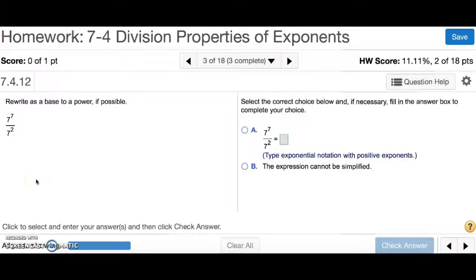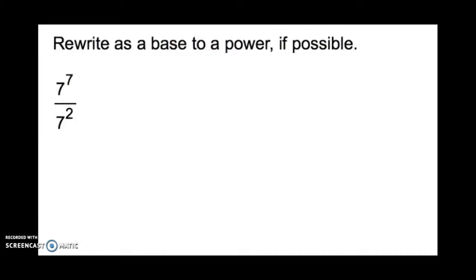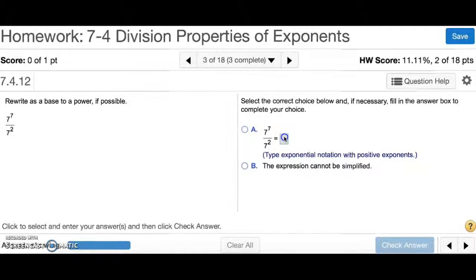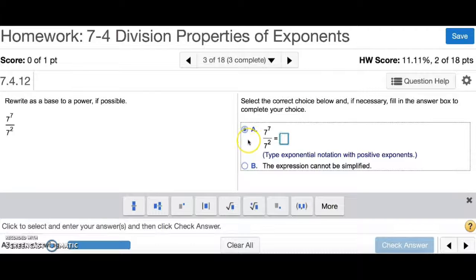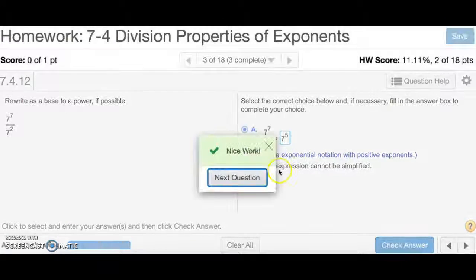Number 3 is asking you to rewrite this as a base to a power if possible. The rule says if the bases are the same and you have them being divided, you subtract the exponents. So 7 minus 2 is 5. Your answer will be 7 to the 5th power. So we're going to choose A because it can be simplified, and we'll type in 7 to the 5th power. That is number 3.